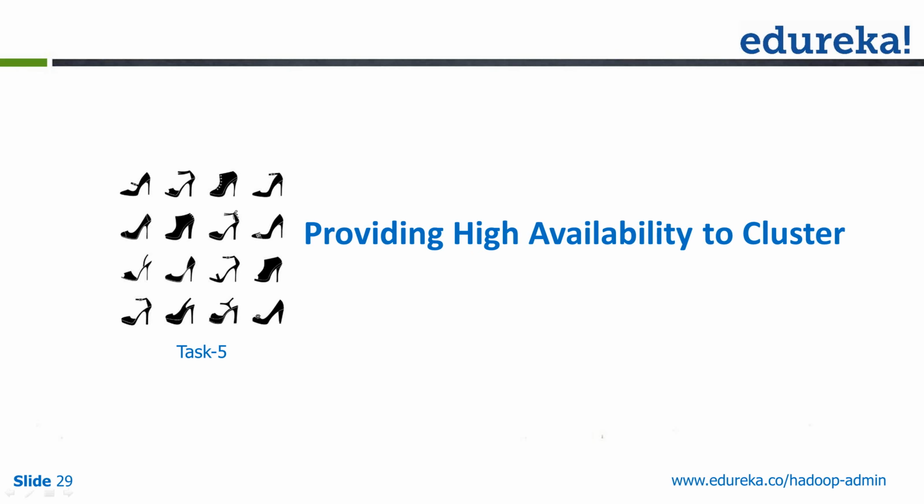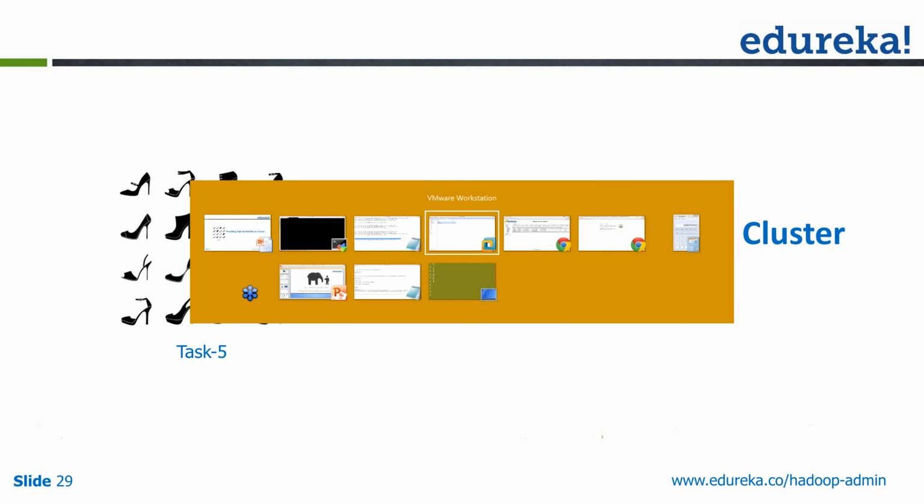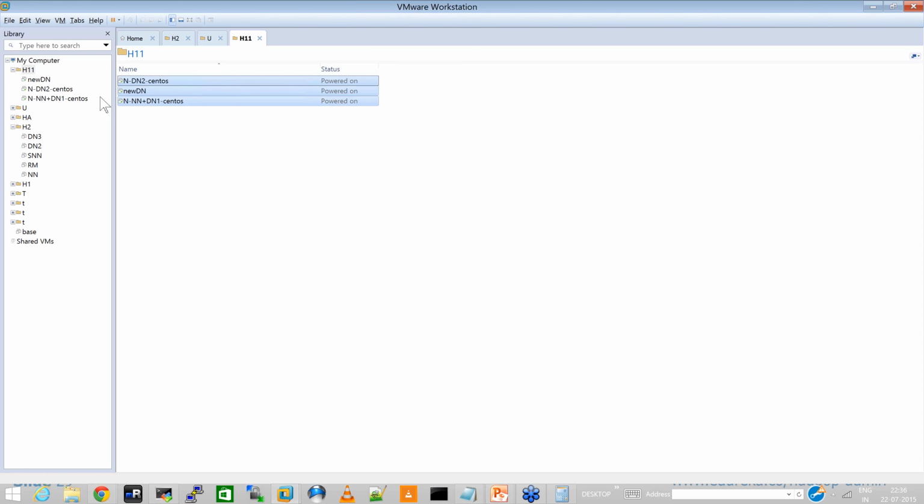So the last activity for today's session is about providing high availability to the Hadoop cluster. High availability means having 2 master daemons running. When we talk about master daemons, we mean the major daemon called the NameNode. So how will you actually make it highly available? If one of the NameNodes goes down, how will the automatic failover happen?